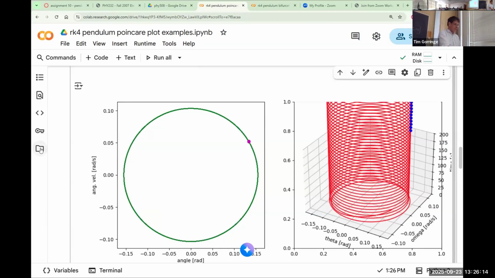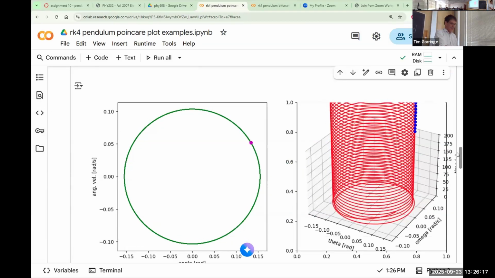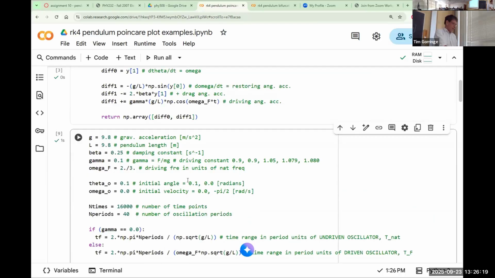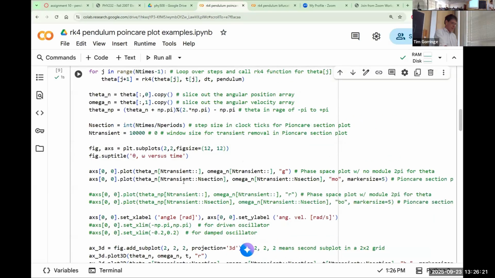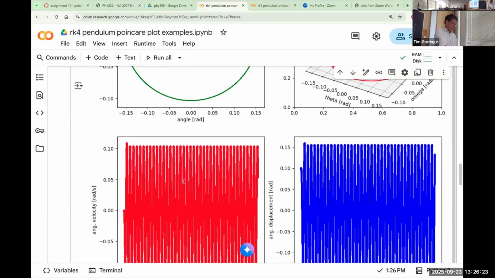Why is it different? I have no idea what's doing that.